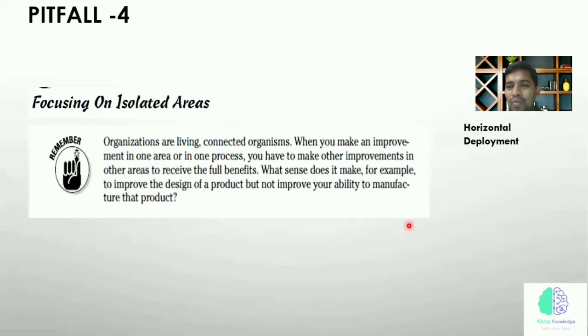Pitfall number four, focusing on isolated areas. This is an extension of the previous point, where we talked about scoping and making a big scope. What this part says is that once you implement in a small area, you then do a horizontal deployment. The best practices you can share across the board so that everyone in the organization can follow the same process.